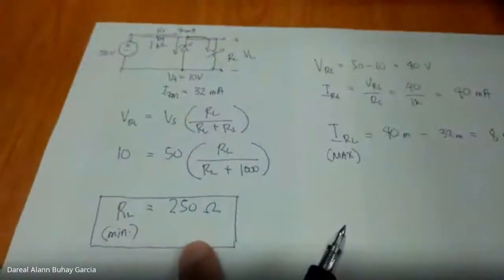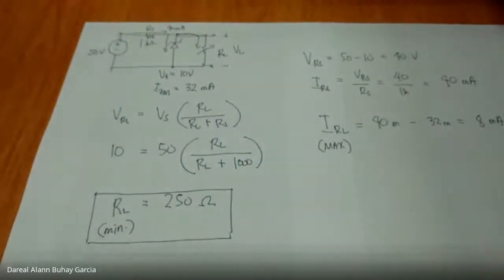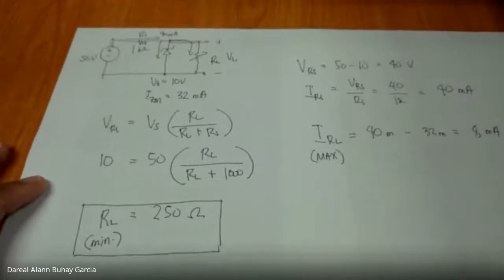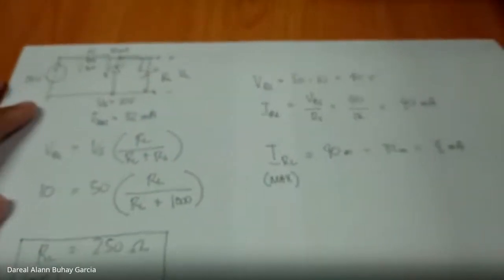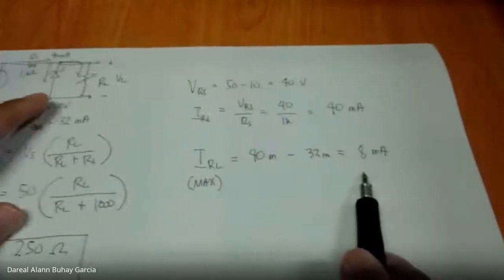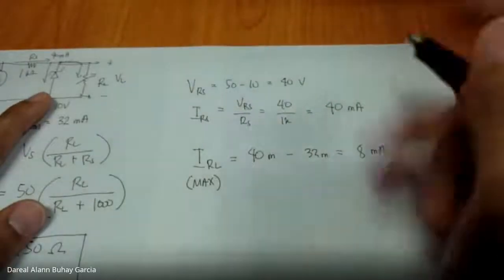What was the current at that time, if the value is 250? So 10 divided by 250 is 40 here, no? Assuming it just turns on. So 8 milliamperes.